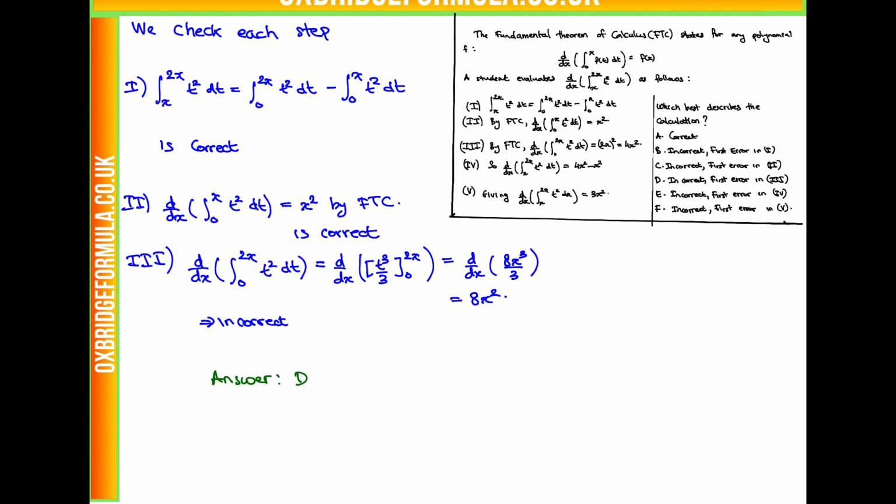So that means our answer is D, because we've identified a mistake, and the first mistake we identified was in step 3. So the calculation is incorrect and the first mistake happens in step 3.